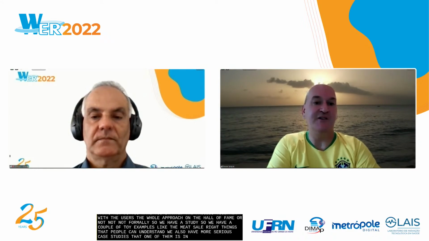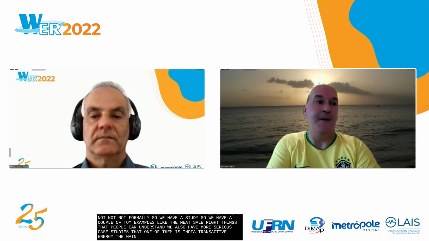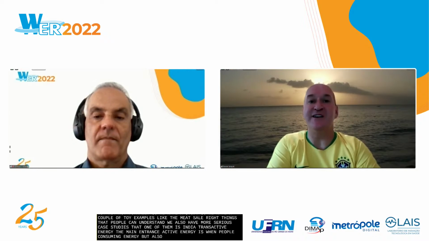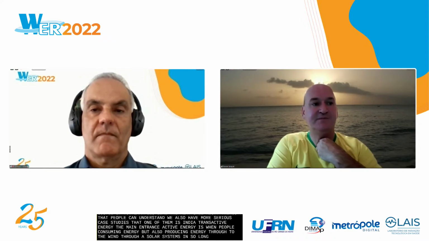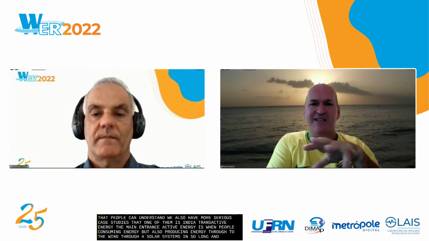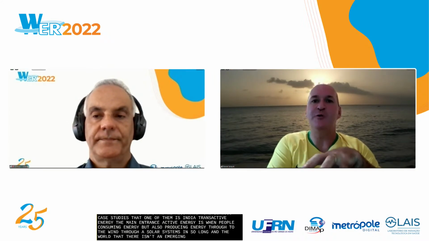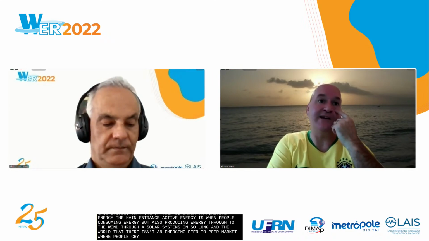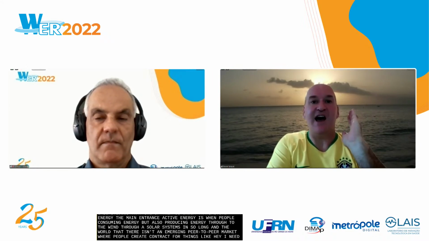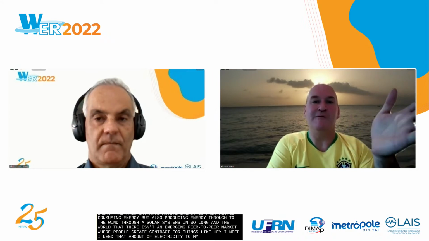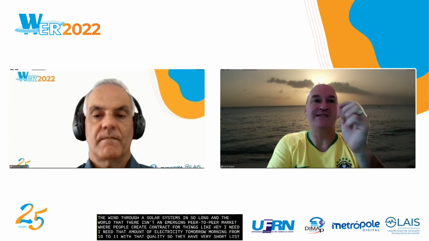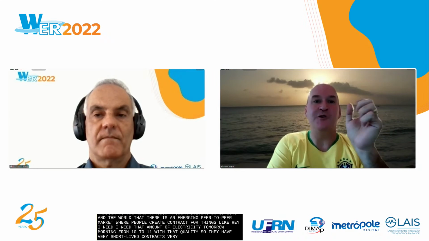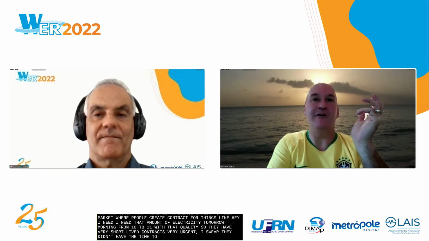One of them is in the transactive energy domain. Transactive energy is when people are not just consuming energy, but also producing energy through wind, through solar systems, and so on. And in that world, there is an emerging peer-to-peer market where people create contracts for things like, I need that amount of electricity tomorrow morning from 10 to 11 with that quality. So they have very short-lived, very urgent contracts where they don't have the time to involve lawyers.